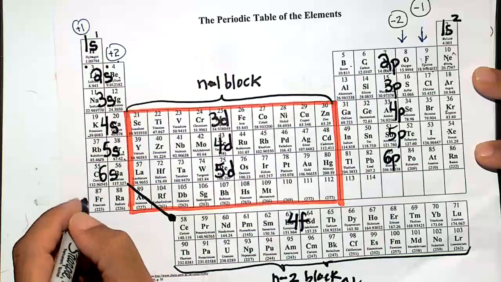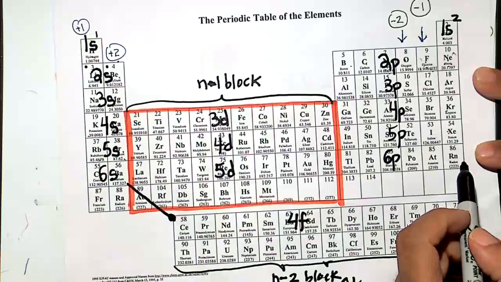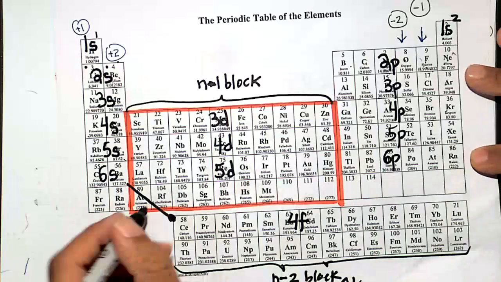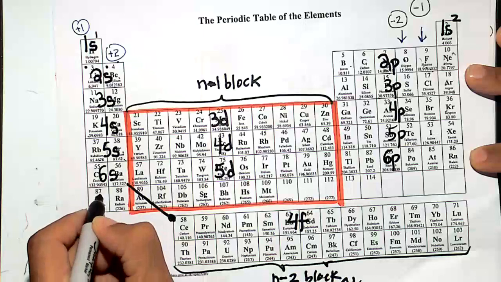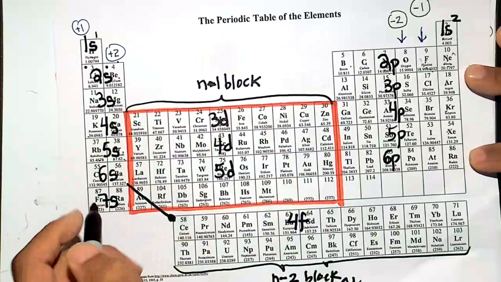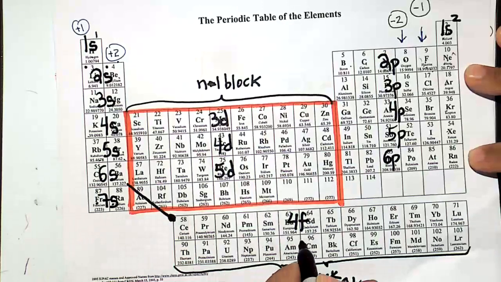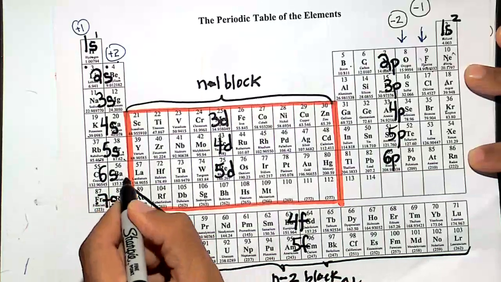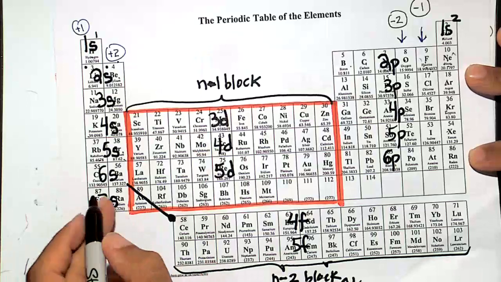Where will the 87th electron go for francium? The 86 electrons will go marching all the way to 6p. And then where will electron 87 go? 7s1, 7s2, and then they'll go to 5f. So there's a little detour here.